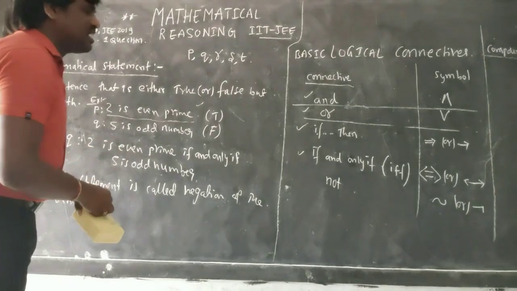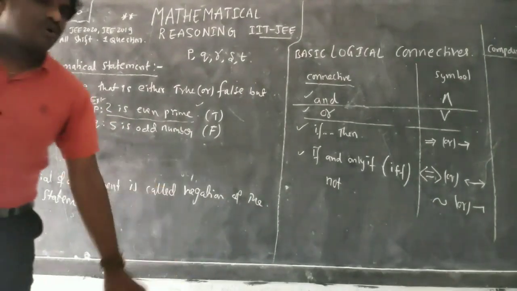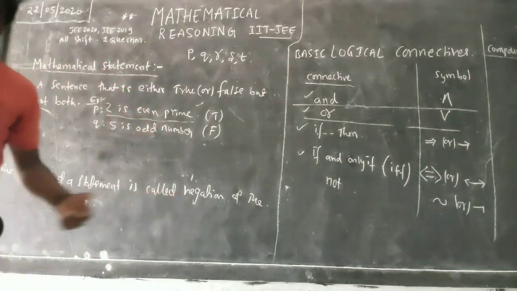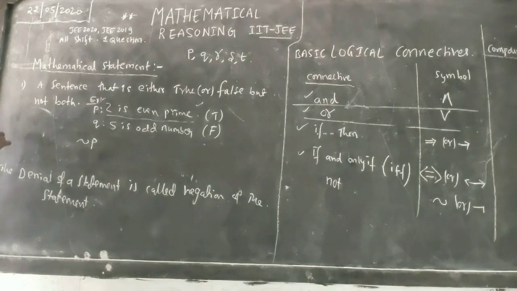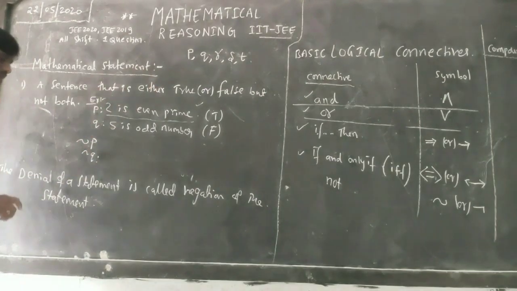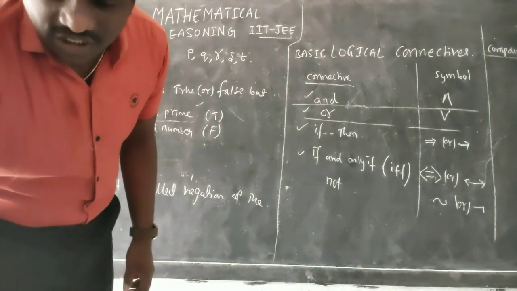Let's see the last connection, NOT. I already told you, NOT is used for only a single statement. If I use NOT, I can say "2 is not an even prime," and for the other one, "5 is not an odd number." That is what we call connections. These are the basic connections, okay.